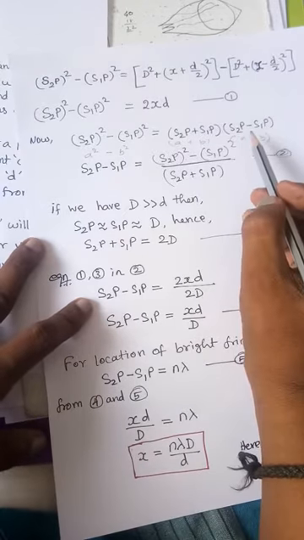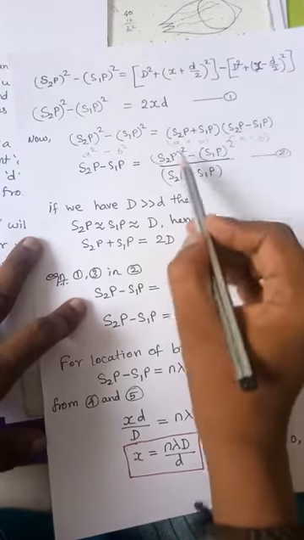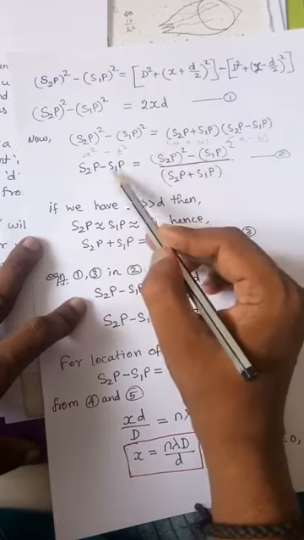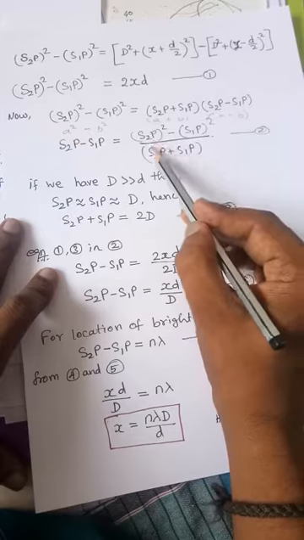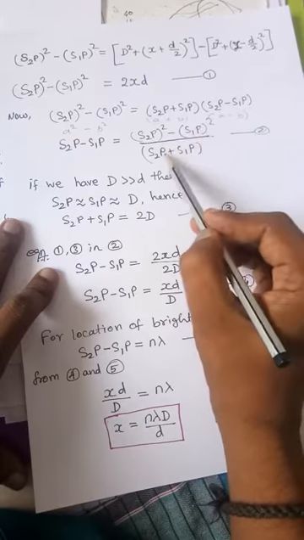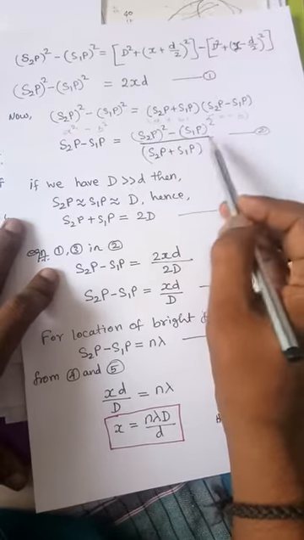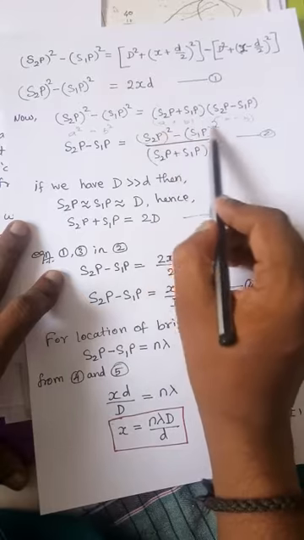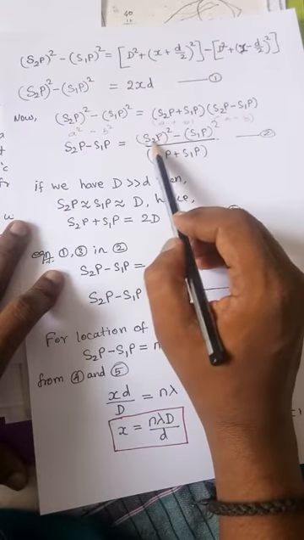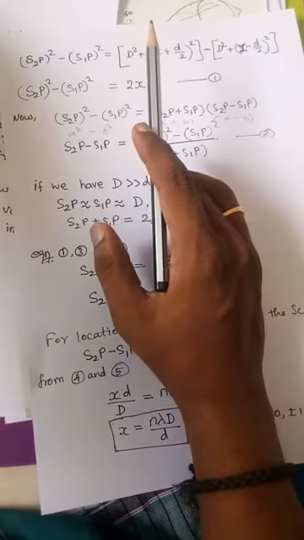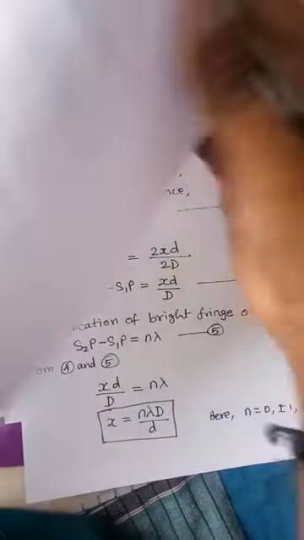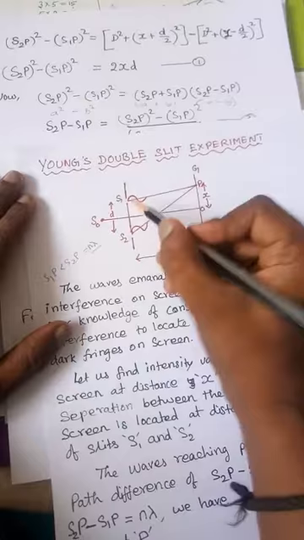So we can write, cross multiply, so it will become S2P minus S1P is equal to S2P whole square minus S1P whole square divided by S2P plus S1P. Now we want to find the numerator value. Numerator means S2P square minus S1P square. From the diagram only you can find S2P. First S2P square we want to find. See the diagram.